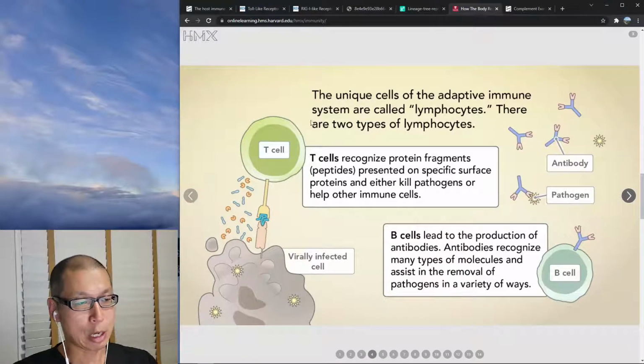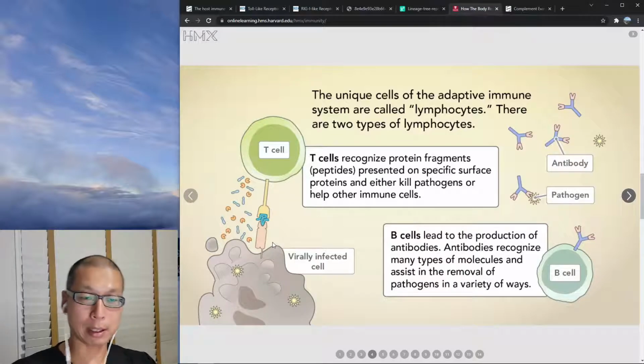Well, a T cell will come by, and this virally infected cell will show on its surface some of the proteins it's making. It'll be like, I'm making this thing. And if the thing that it's making is a normal thing that it's supposed to be making, the T cell will come by and be like, yep, that's fine, carry on.